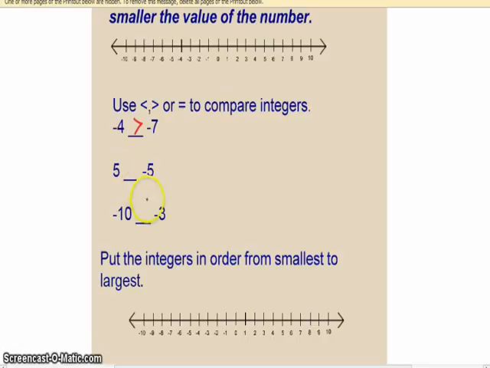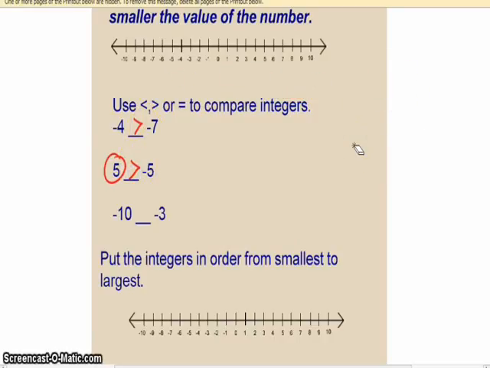Now let's look at 5 and negative 5. Which one of these do you think is bigger? So here's 5, and here's negative 5. Well, negative 5 is on the smaller side of our number line, or you can think about it as the further we get towards the right, the bigger the number is. So 5 is our bigger number here. So again, we're going to use a greater than symbol.